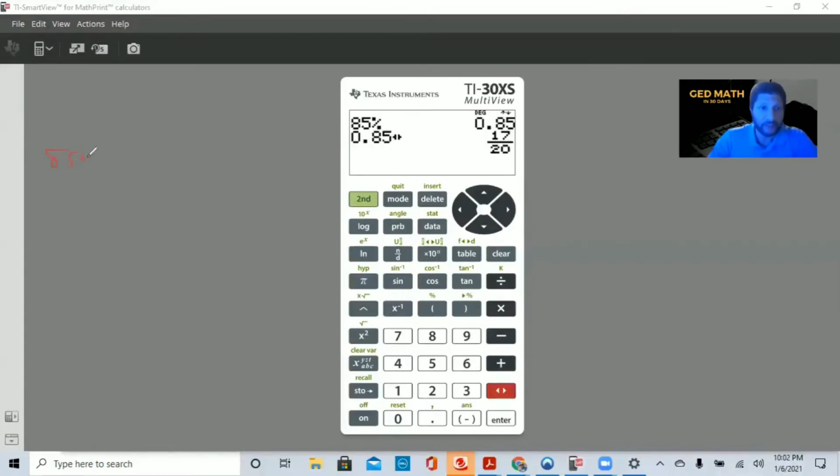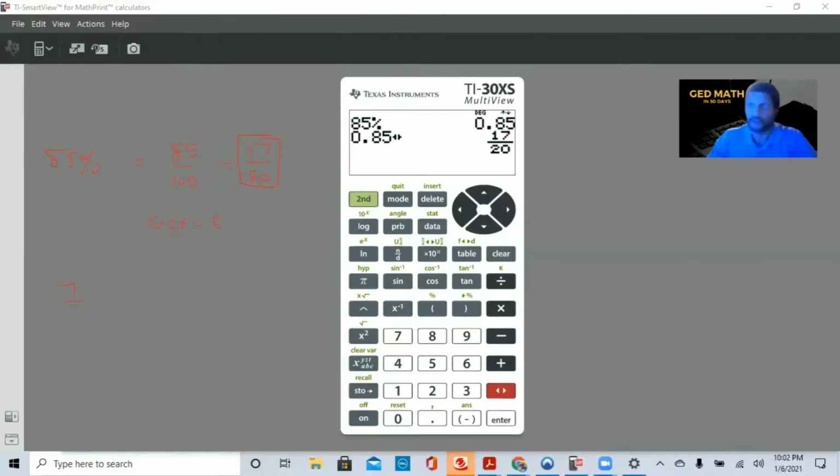So 85%. Again, percent means out of 100. So anything with a percent is over 100. So 85 over 100. Okay. Now, the greatest common factor, again, is 5. So 5 is the biggest number that will go in both. So 5 goes into 85 17 times, and 5 goes into 100 20 times. So again, we got 17 over 20. Remember, percent means out of 100.